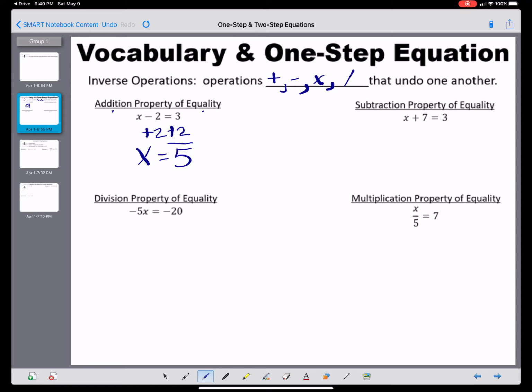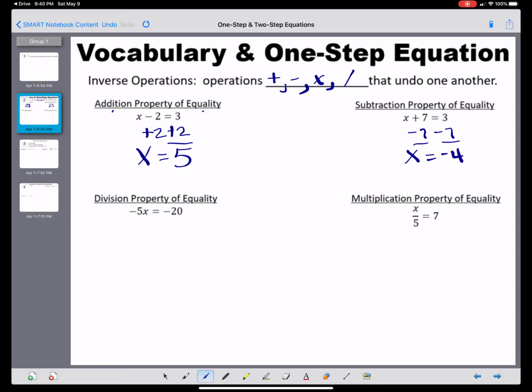Subtraction property of equality. We need to subtract to both sides to solve the equation. What I'm subtracting is 7 to both sides. Okay, the 7's go away, and I end up with x is equal to 3 minus 7, which is negative 4.